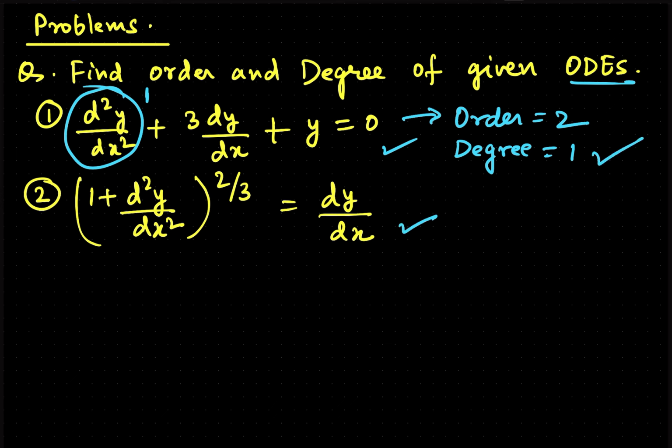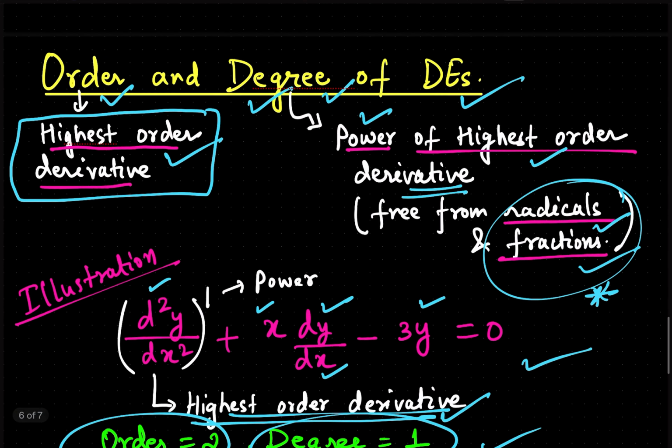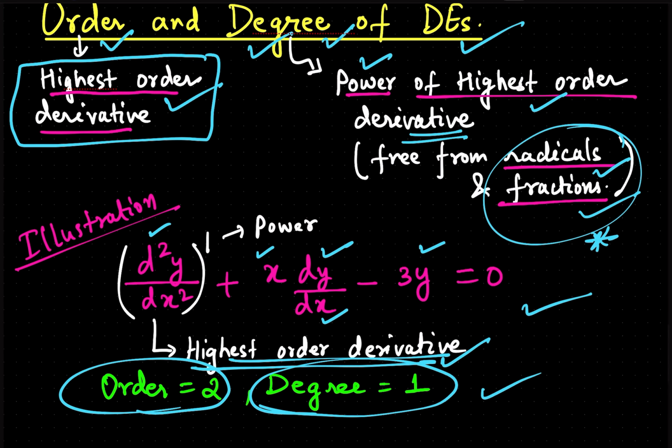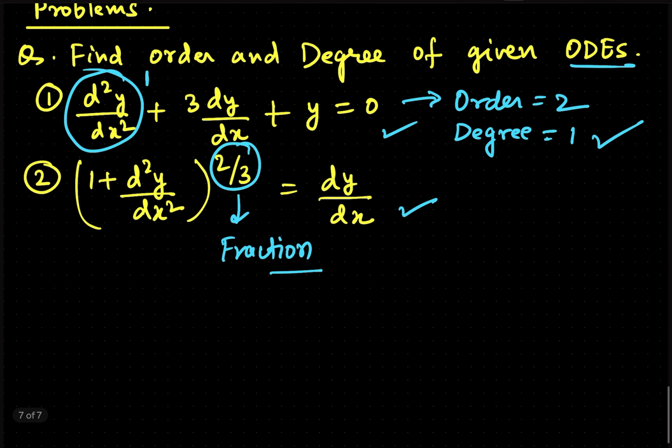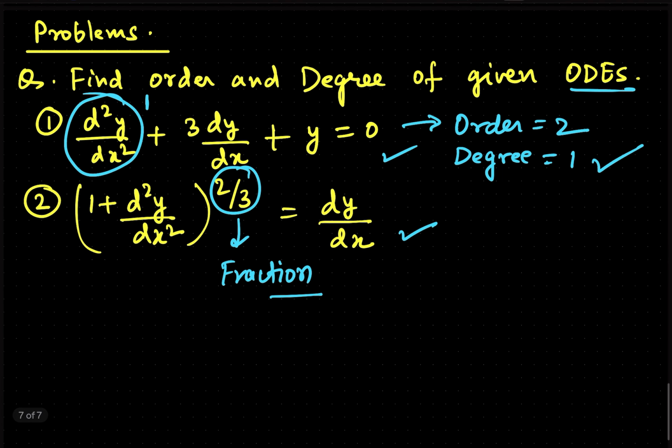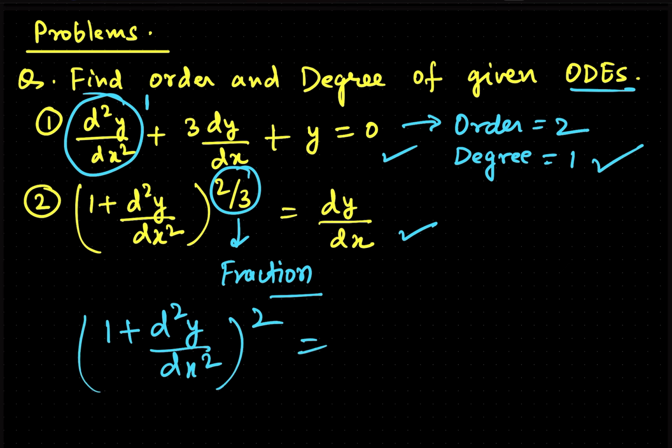If you see the second question, here you will see that this is a fraction, and I have already told you in the definition that it should be free from radicals and fractions. So first we have to get rid of this fraction and radical. What we will do is cube both sides. The power 1 by 3 will go to the RHS, and you will get this.